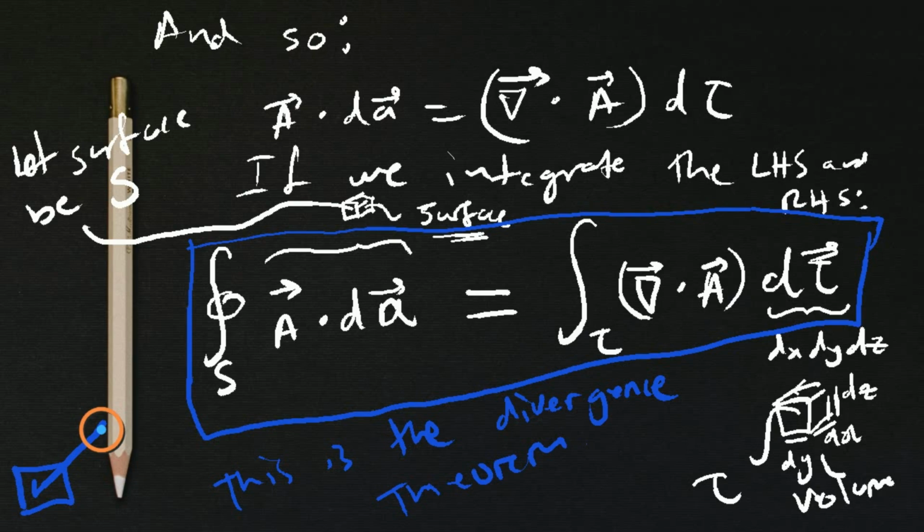So if the source is outside the surface, then the divergence theorem cannot be applied. The source of the field has to be inside this particular surface we're dealing with. It cannot be outside. So the position of the source relative to the surface is important.